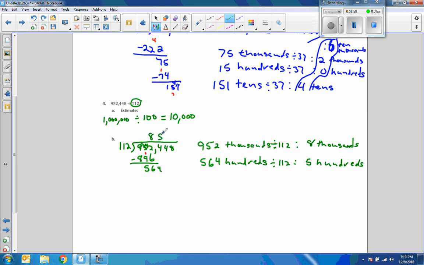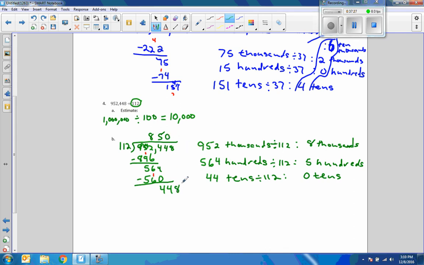Okay, so if I put a 5 here, 5 times 2 is 10. 5 times 1 is 5, plus 1 is 6. 5 times 1 is 5. Subtract 4 minus 0, and the rest are 0. Bring down my next number. That goes here. It's 1 less than hundreds, which is tens. Divided by 112, and it won't happen. So it's 0 tens. So I put a 0 here.